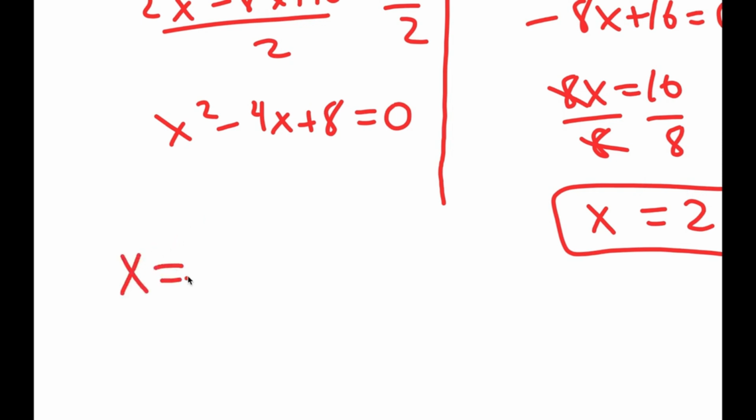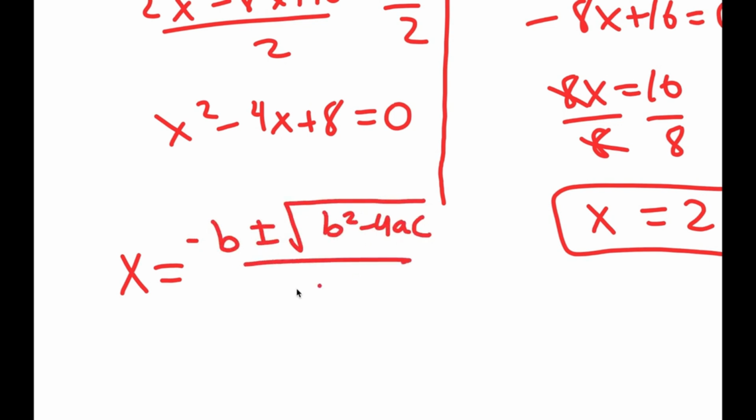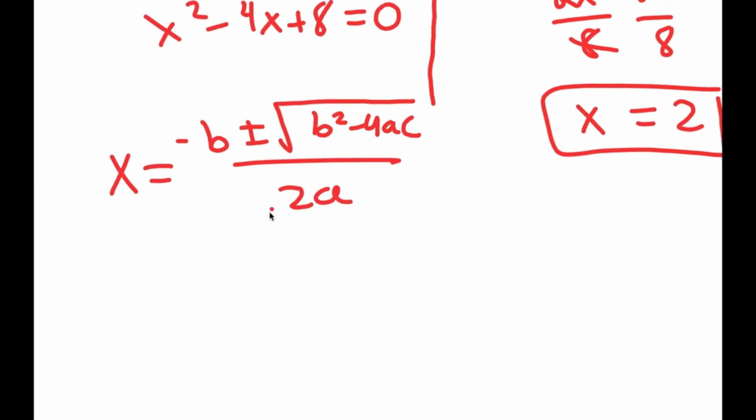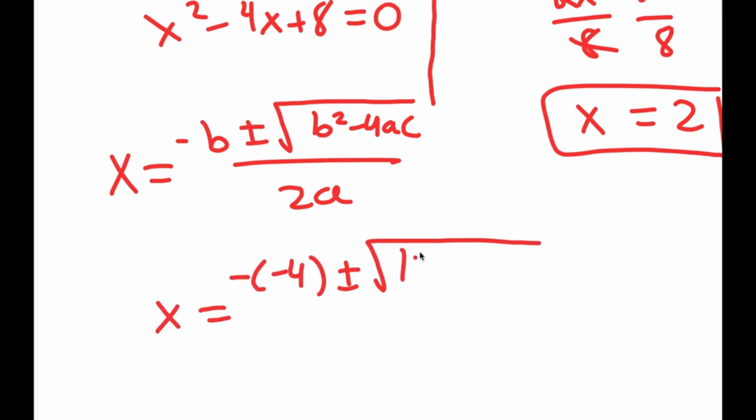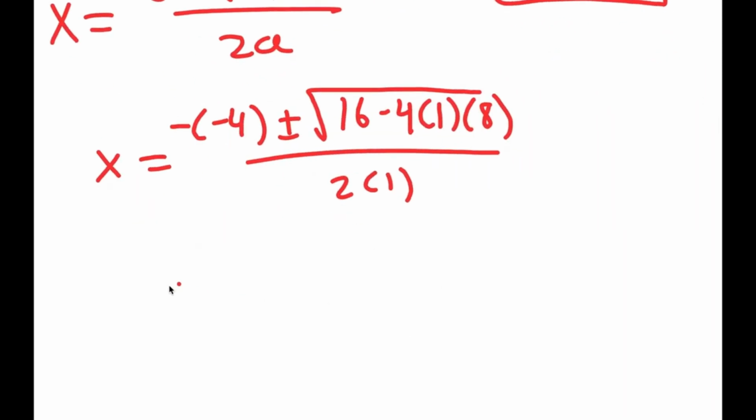Now for my left-hand side, I'm going to use the quadratic formula, which is negative b plus or minus the square root of b squared minus 4ac, all over 2a. So I get x is equal to negative negative 4 plus or minus the square root of (negative 4) squared, which is 16, minus 4 times 1 times 8, all over 2 times 1.